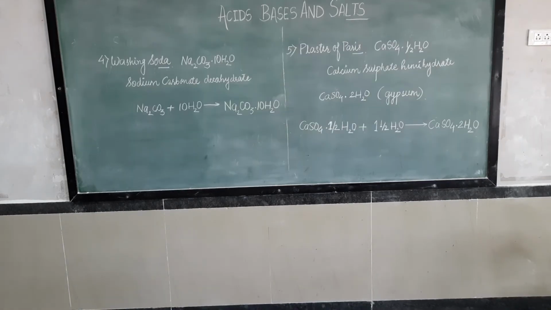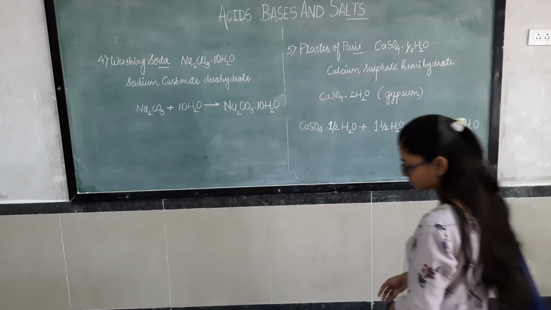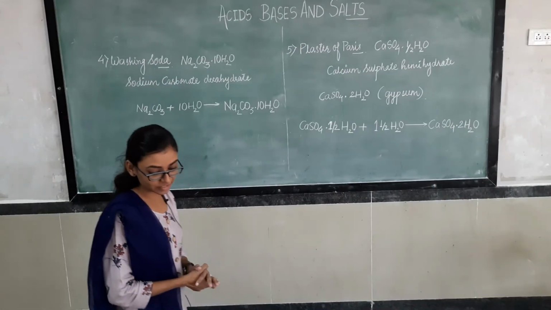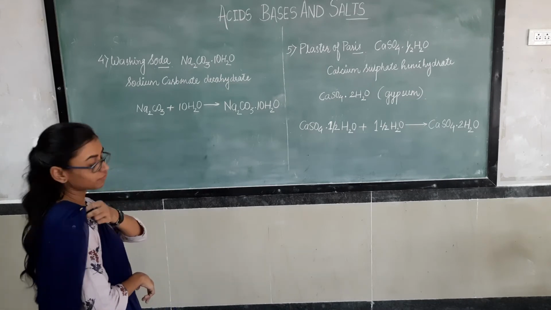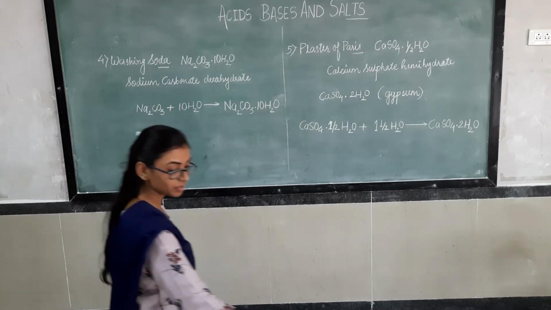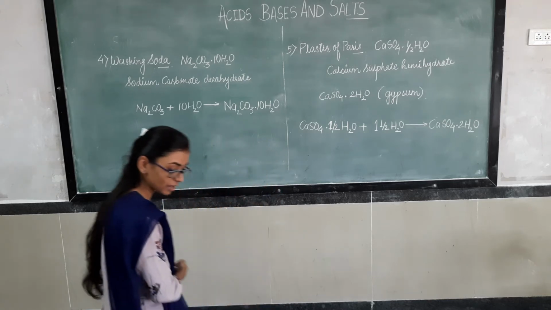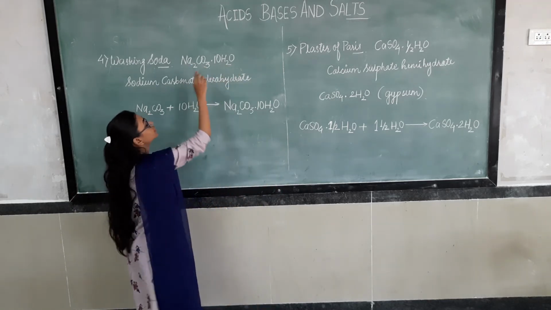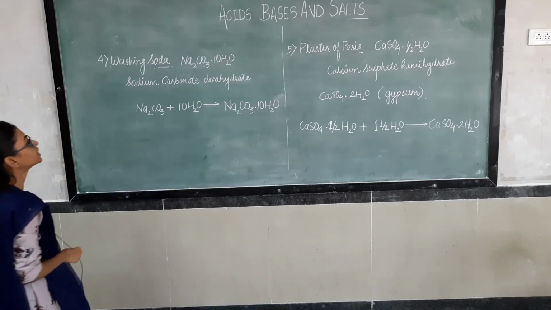Now here we will see about washing soda and plaster of Paris. So first we will see washing soda. What is washing soda? What is the chemical formula of washing soda? The chemical formula of washing soda is Na2CO3.10H2O. Na2CO3 is what? Sodium carbonate.